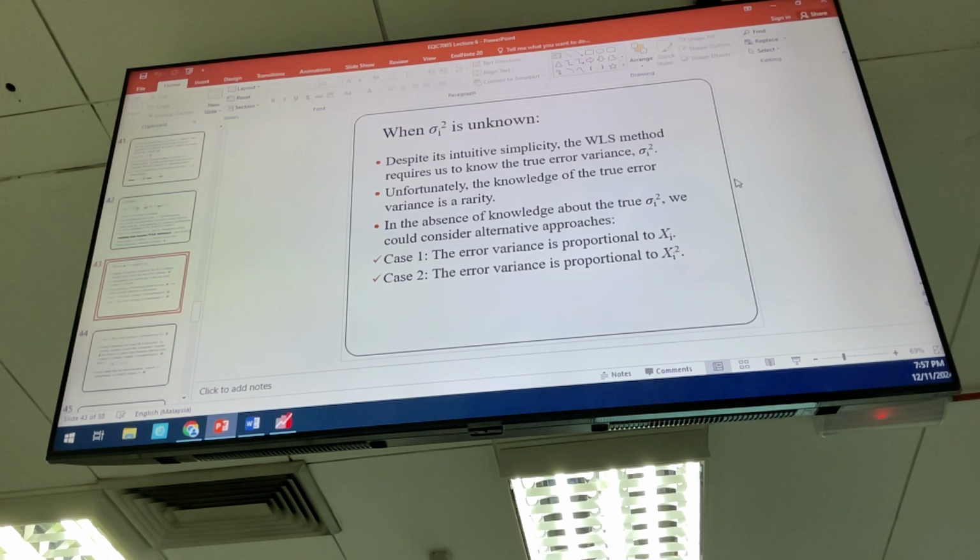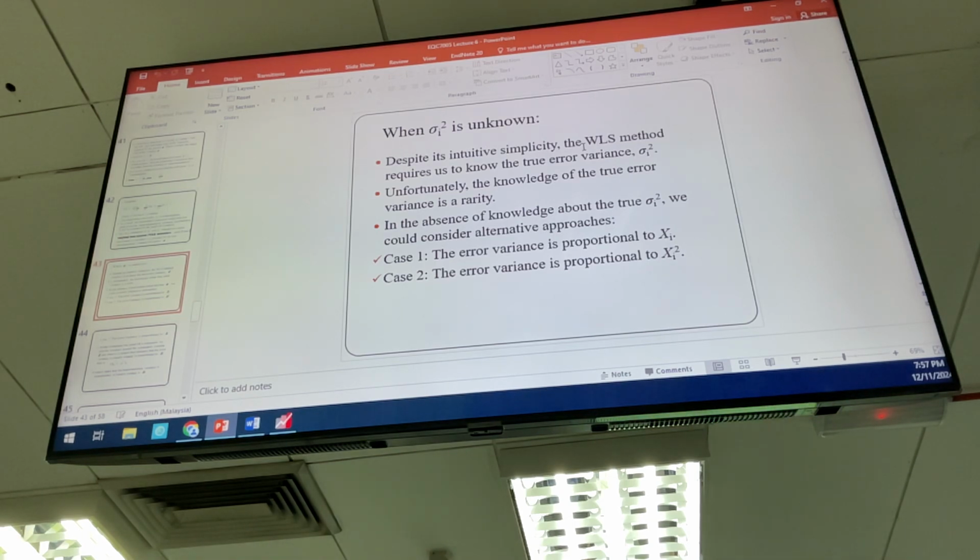However, most of the time we don't know the value, but we can use an alternative way, if sigma i, the error variance, is unknown. Despite its intuitive simplicity, the weighted least squares method requires us to know the true error variance, sigma i square. Unfortunately, knowledge of the true error variance is a rarity, so we don't know it most of the time. In the absence of knowledge about the true sigma i square, we could consider alternative approaches.